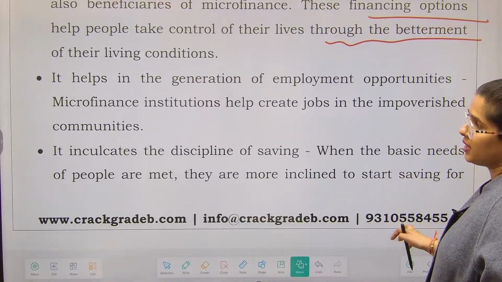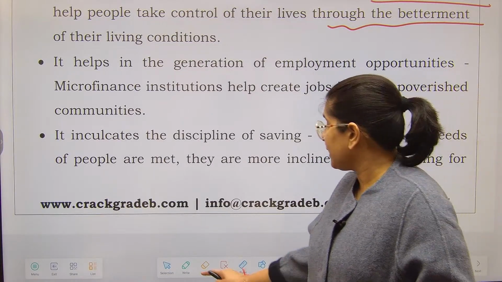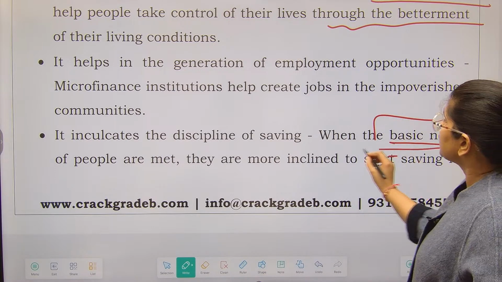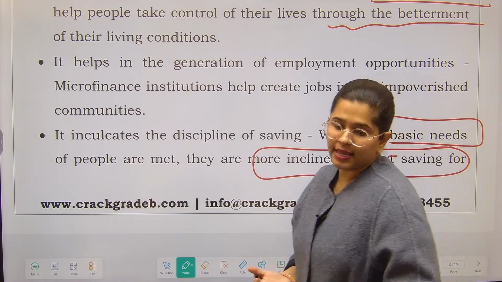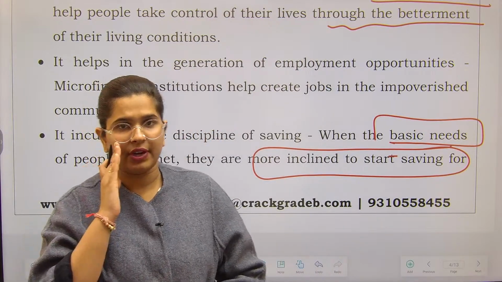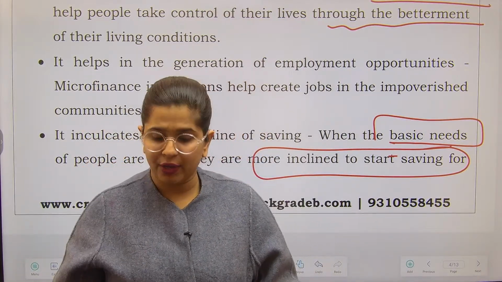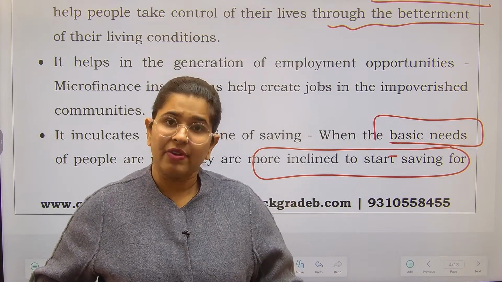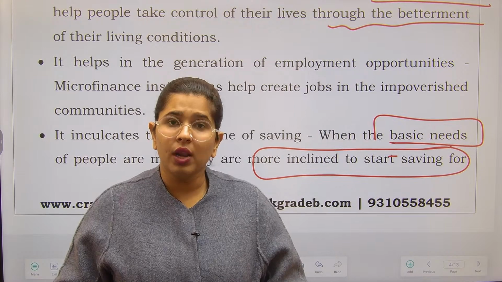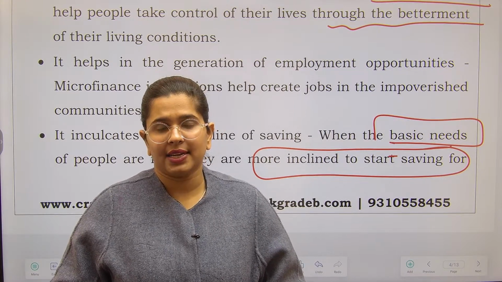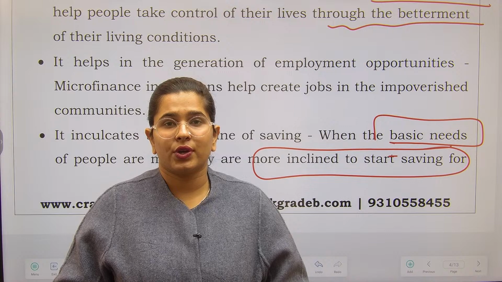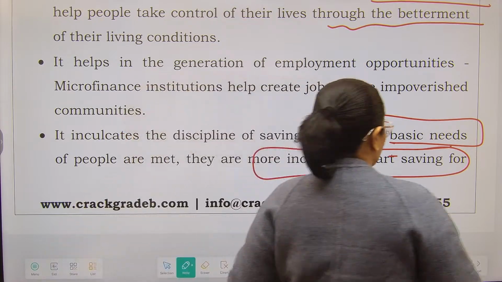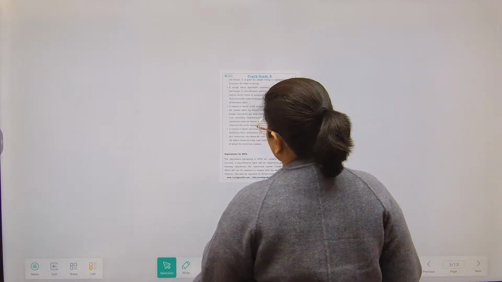They help create jobs in impoverished communities as well. Next thing is, they inculcate the discipline of saving. When the basic needs of people are met, they start saving. You will not save unless you have an objective in front of you. With the coming of microfinance institutions and self-help groups, people think that if they save, they will have a tool where they can invest their savings, and it is going to help them in future, and help them get the extra amount of penny that they crave for, right? So these are the helpful things regarding microfinance.